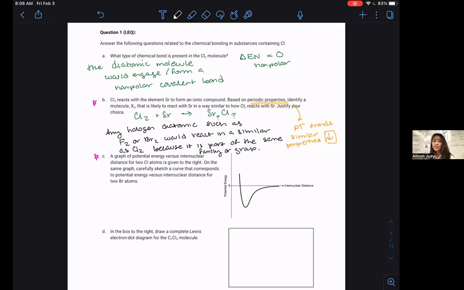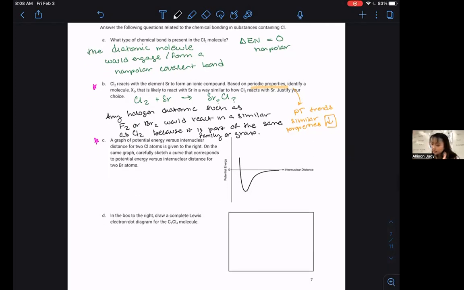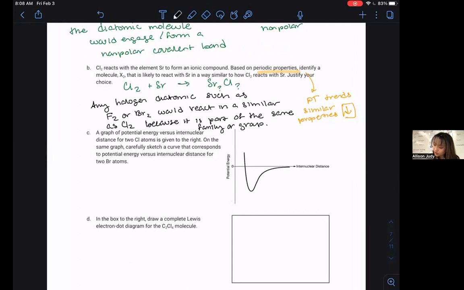What you're going to start noticing is that as we progress in our units in AP chemistry, your AP questions are going to become far more comprehensive and include a lot of unit knowledge that isn't just about that one unit. Finally, part C: a graph of potential energy versus internuclear distance, or the distance between the nuclei of two atoms, for two chlorine atoms, is given to the right. On the same graph, carefully sketch a curve that corresponds to the potential energy versus internuclear distance for two bromine atoms.